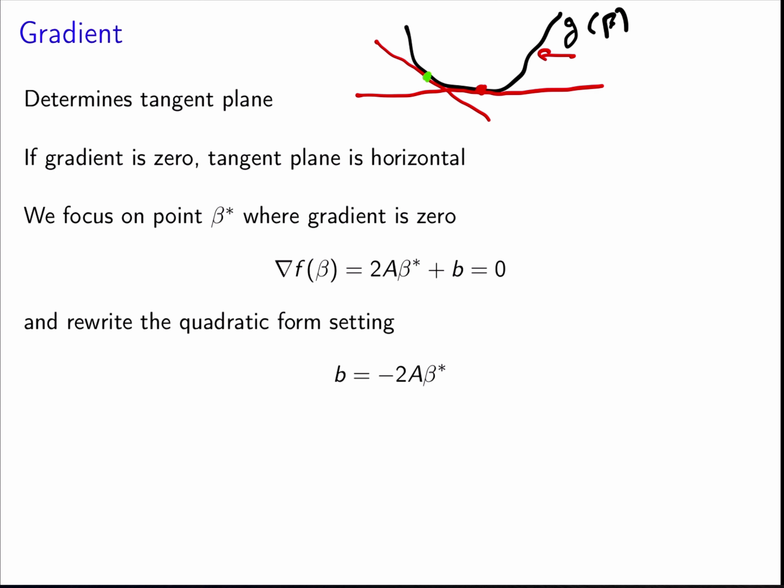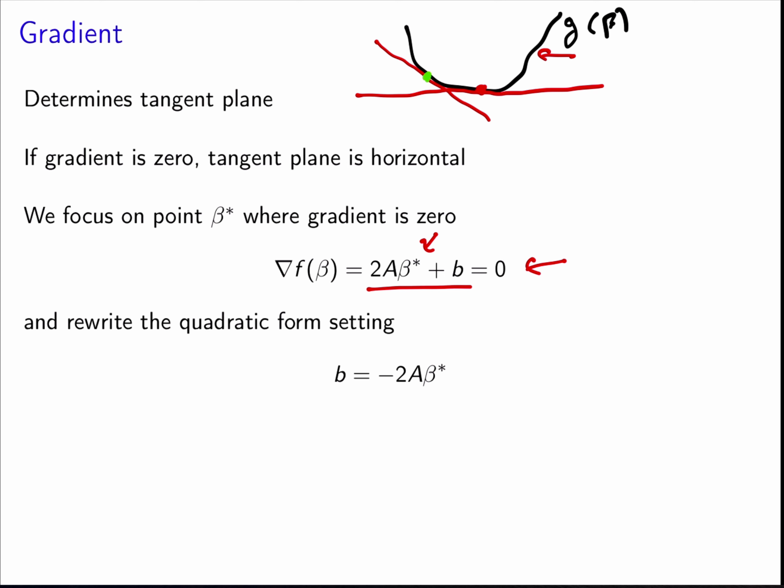So we're going to focus on points where the gradient of this function is 0, and then we will see under what conditions those points are indeed going to be a minimum. In our case, the gradient is equal to 2A beta plus b, so we're interested in points, which we're going to call beta star, where this gradient is equal to 0. And we're going to rewrite the quadratic form in terms of that point where the gradient is equal to 0.